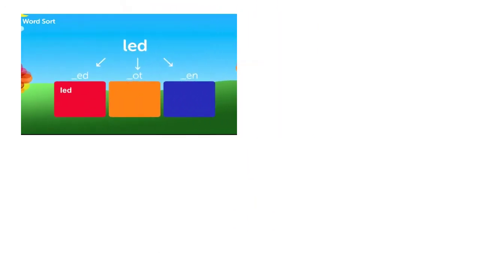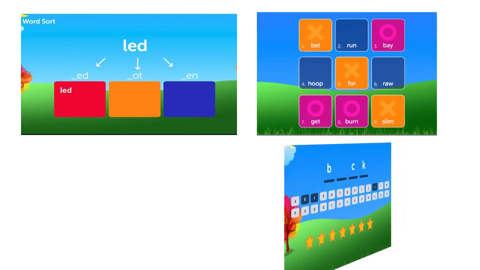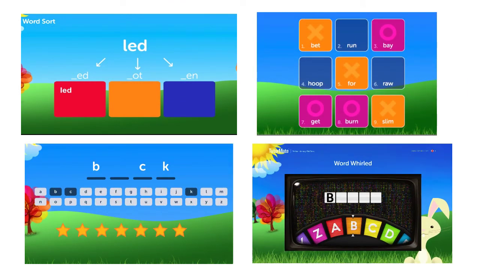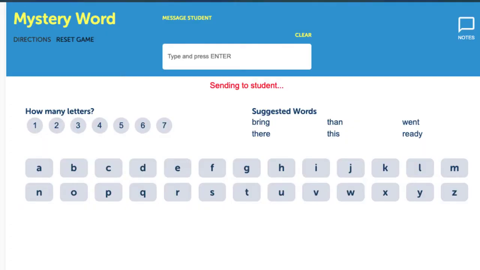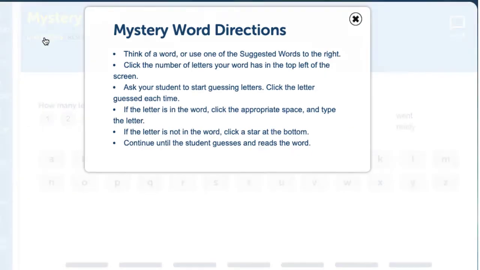The games are Word Sort, 3 in a row, Mystery Word, Word World, and the Whiteboard. What follows is a brief look at each game. To view step-by-step instructions, click on the Directions link at the top of each page.